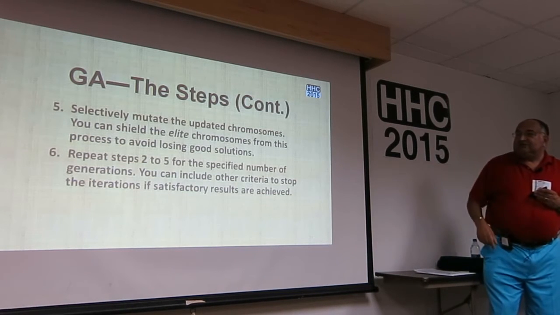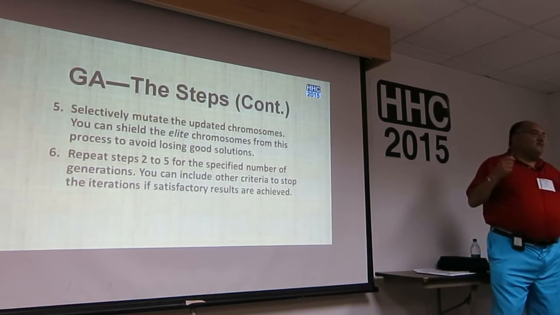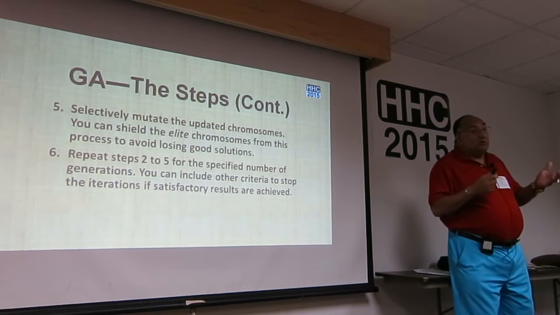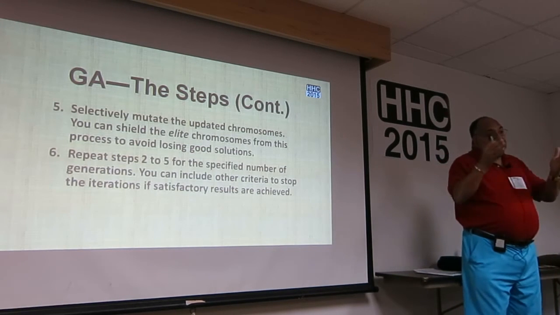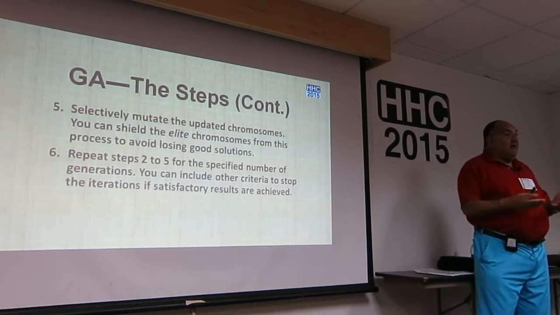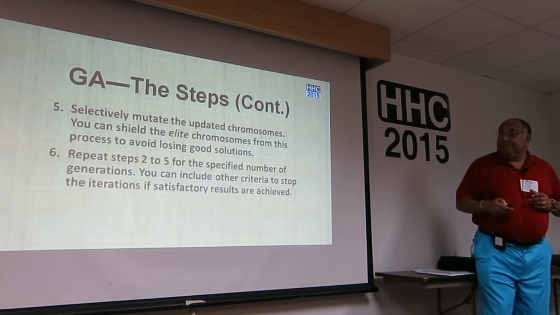And then you repeat steps 2 to 5 for a specific number of generations, or if you have a criterion, if the function is as low as whatever and you're happy with that, then you can stop.